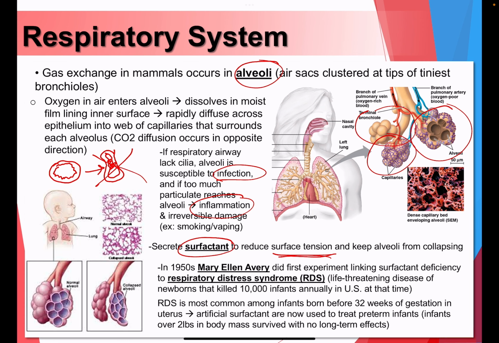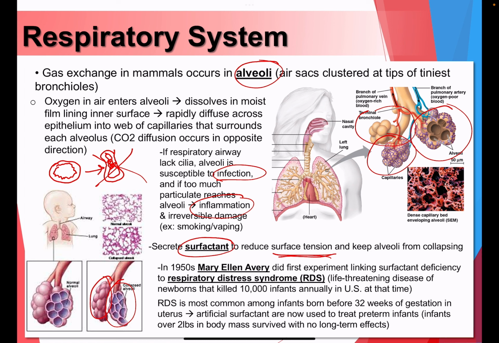Now, of course, there are diseases where people don't produce enough surfactant and their alveoli collapse and become flat like this every time they breathe. The problem with that is, of course, you're not going to get enough oxygen, and you have to take a really, really deep breath to expand those alveoli.